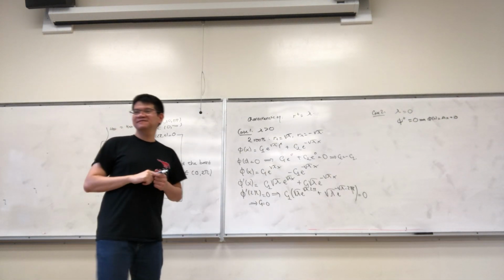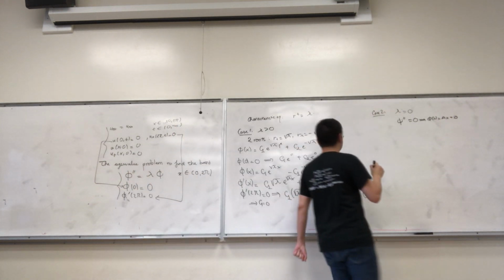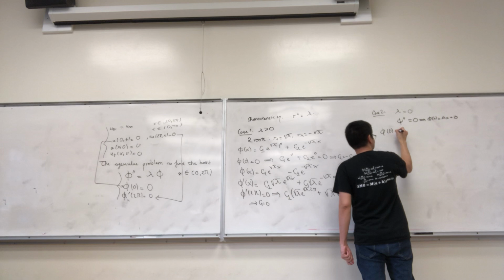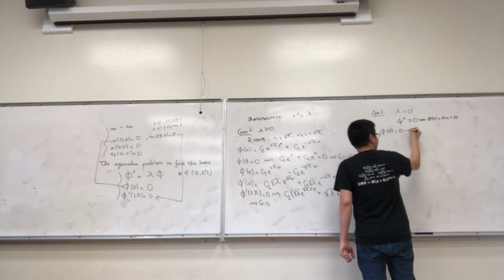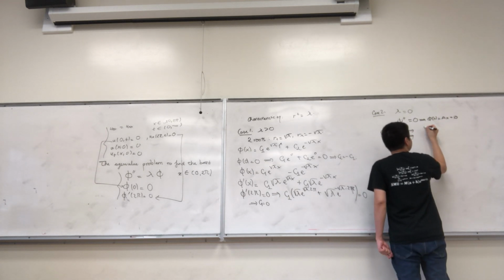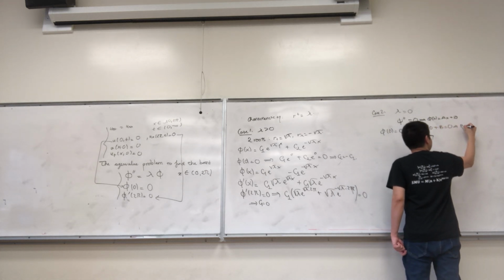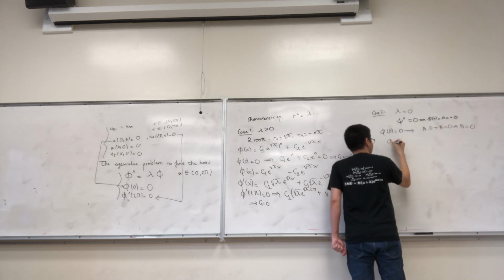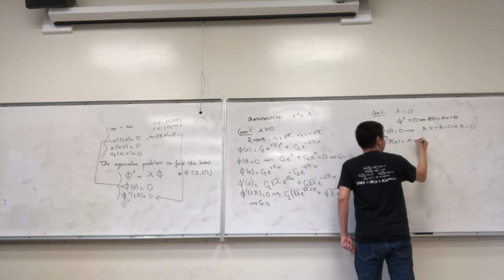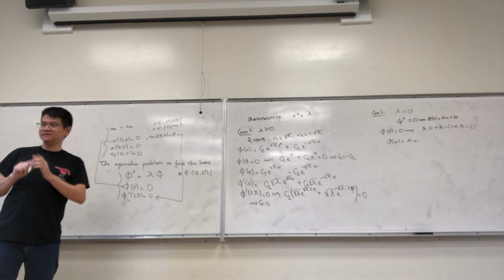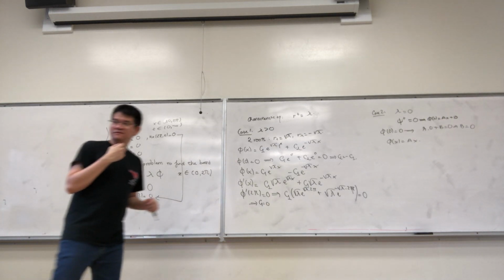What are the boundary conditions? Now you use the first boundary condition, right? Phi of 0 is 0, which means that a times 0 plus b is 0. So b is 0. So phi of x is now ax. Right, so what is the next step? Applying the other boundary condition, you find out that a equals 0.